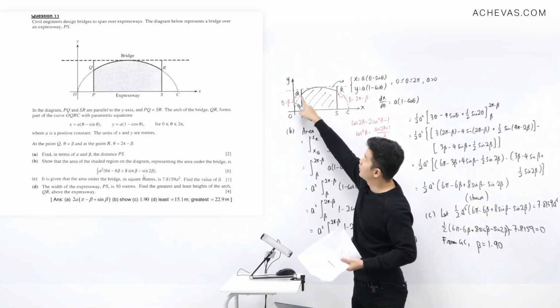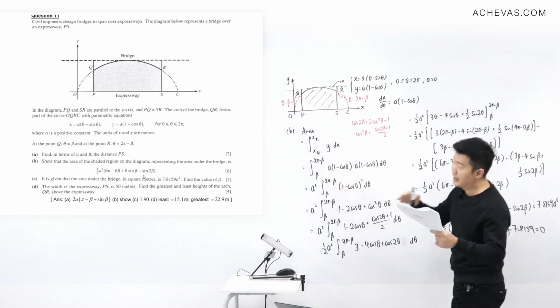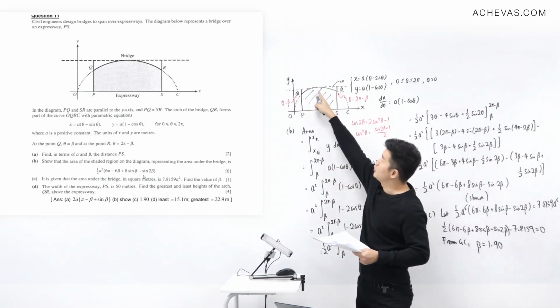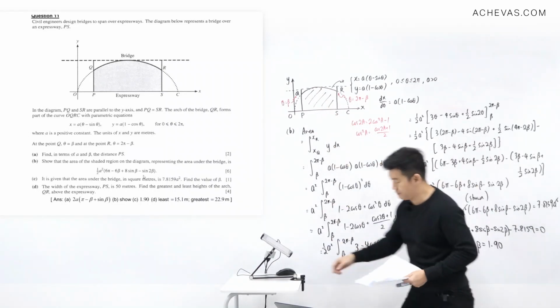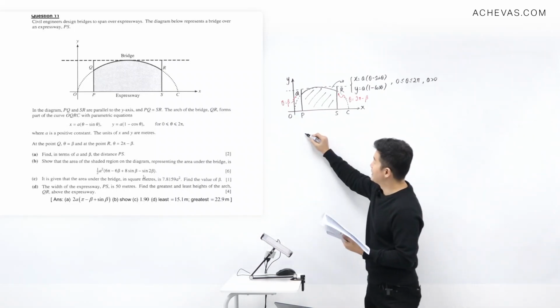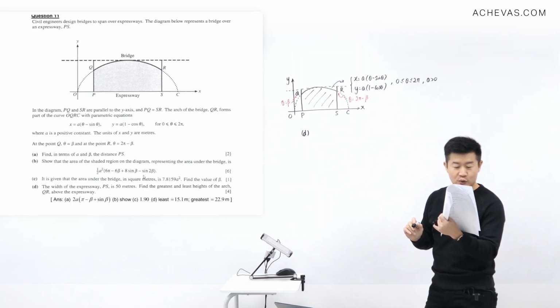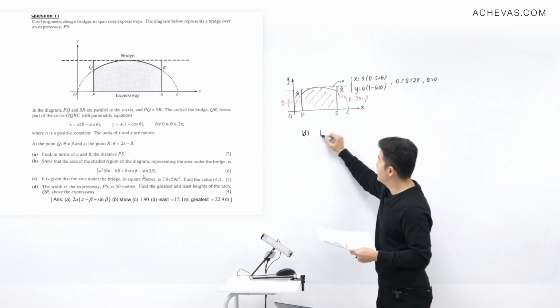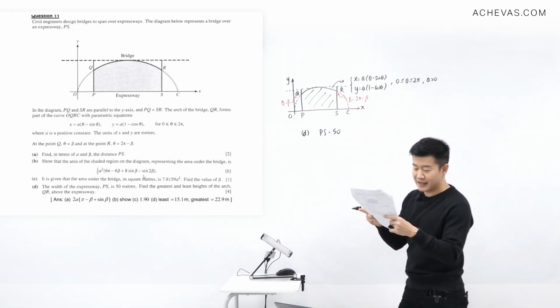So let's work on the y coordinates of Q and R, and see which one is lower. Then we will find the stationary point and work on its y coordinate. For part D, we are given that PS is equal to 50, and we found PS in the previous part.